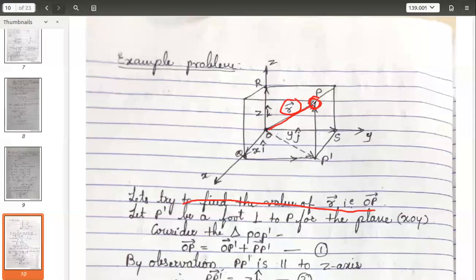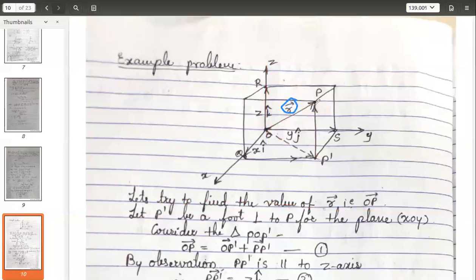In order to find this value, we will make use of some vector basics. We will drop a perpendicular from point P. If you observe, this line and this line are parallel: the Z axis and the line PP dash, where P dash is a point. There is one more line drawn here, a diagonal you can say, OP dash. So if you observe here, we will get two different triangles. One is POP dash, where O is the origin. And there is one more triangle at the base, that is QOP dash. So two triangles are there.